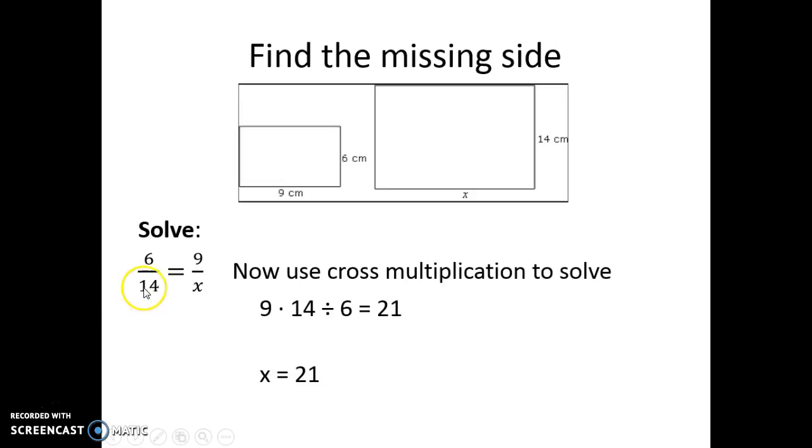So now we're going to cross multiply. 14 times 9, and then we're going to divide by 6. So that would give us 21. So that means x equals 21 centimeters.